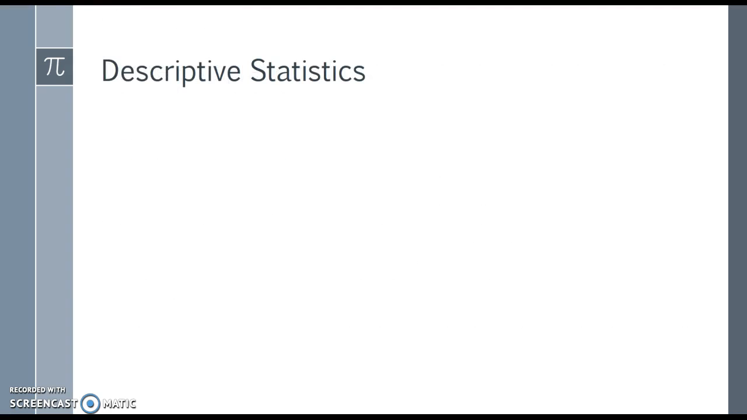So with descriptive statistics, we have univariate analysis and bivariate analysis. With univariate analysis, we're looking at one variable, whereas with bivariate, we're looking at 2 or more. So for the purpose of Chapter 12 in the Terry text, we're going to focus on univariate analysis.